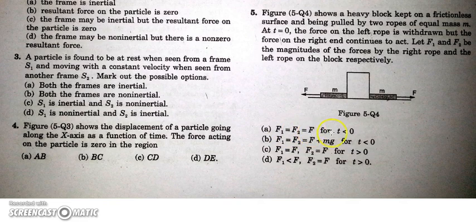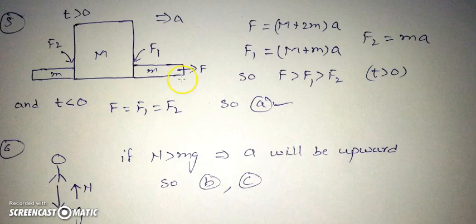F1 equal to F2 equal to F when t is less than 0, means when both the forces are acting. So obviously this statement is correct. When t is less than 0, in the FBD we can say this rope is at rest, so this force here must be equal to F, which is F1, and this is also at rest, so a force F in this direction must balance this force F2. So when both the forces are acting on the right and left ends of the rope, all three forces F, F1, F2 must be equal.